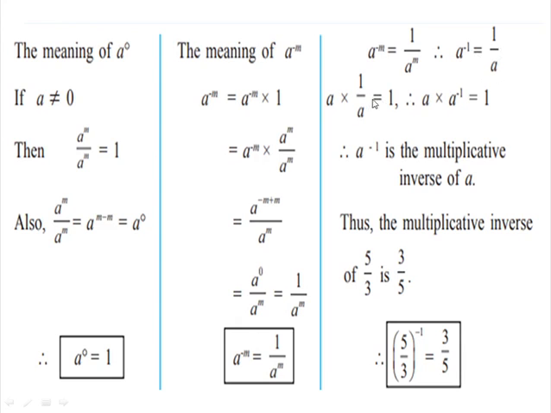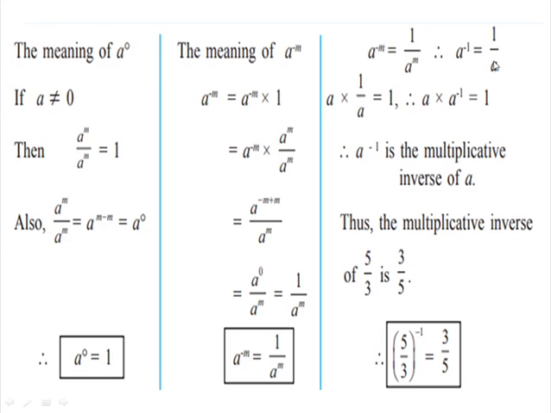Now we have also seen a into 1 upon a is 1. Earlier you have studied this: a multiplied by 1 upon a is 1. How does it come? A and a will get cancelled from the numerator, only 1 is left. Hence the answer of a into 1 upon a is 1. Here 1 upon a is the multiplicative inverse of a.